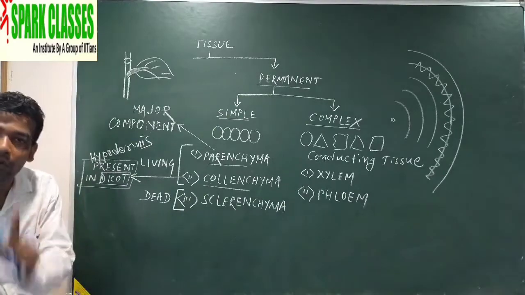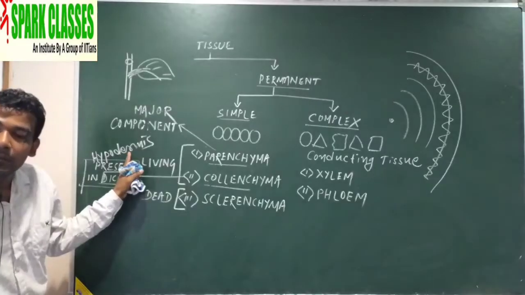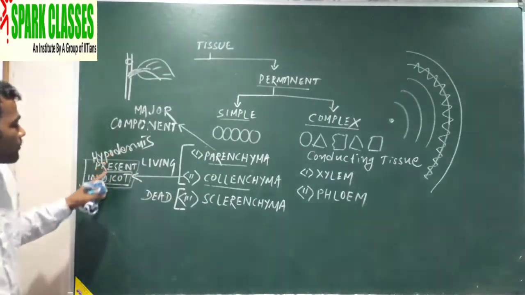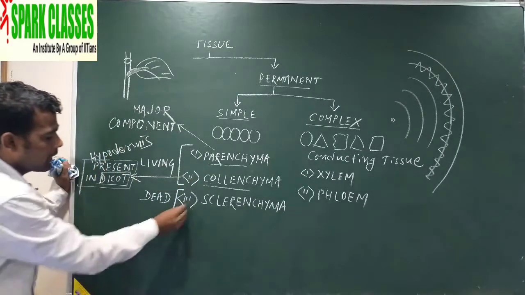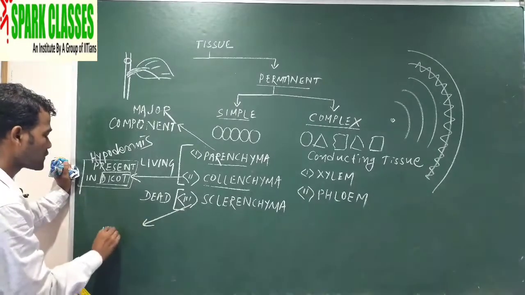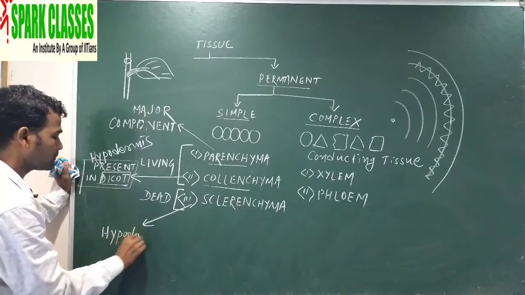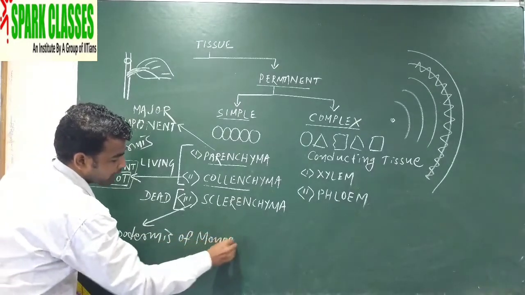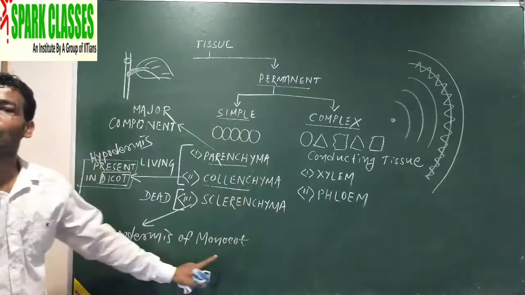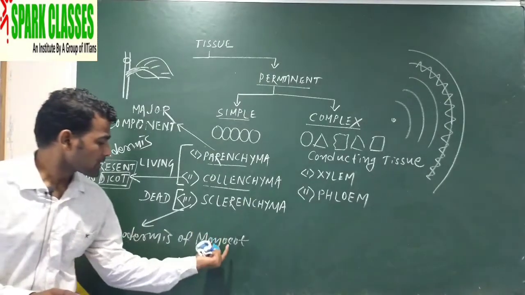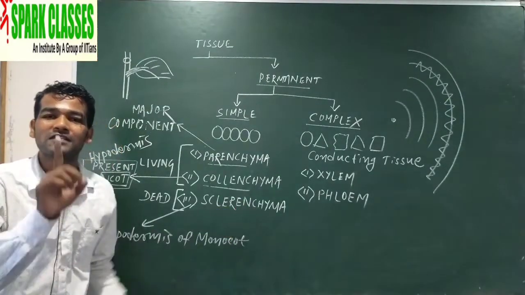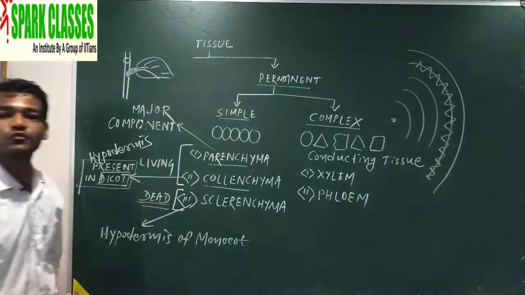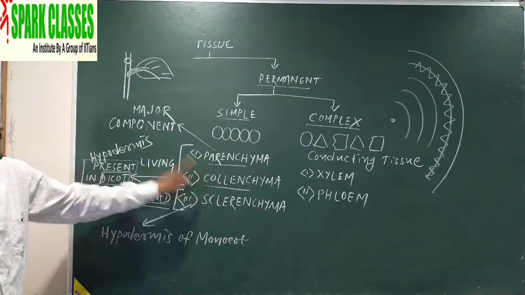But in the case of monocot, the same hypodermis is present, but it is not made of collenchyma, it is made of sclerenchyma. So the hypodermis of dicot is made of collenchyma, but in the case of monocot plants, single cotyledon plants, you find sclerenchyma. That is the difference you have to remember. And sclerenchyma is the only dead tissue, but the first two, parenchyma and collenchyma, are living.